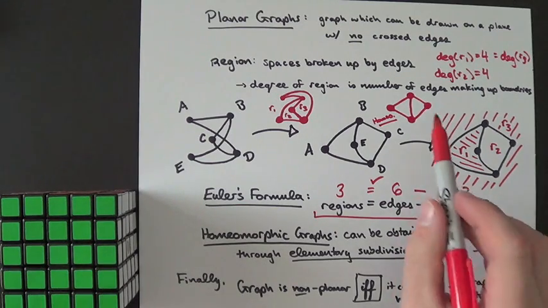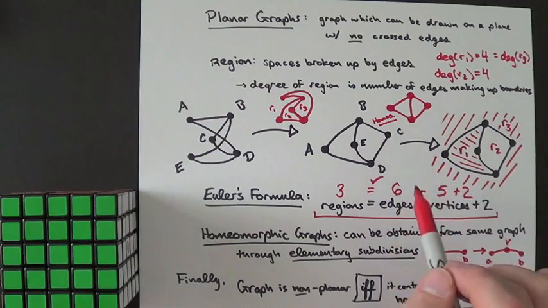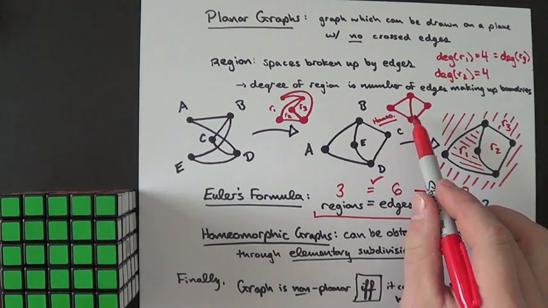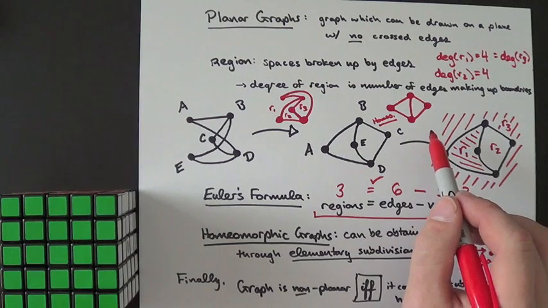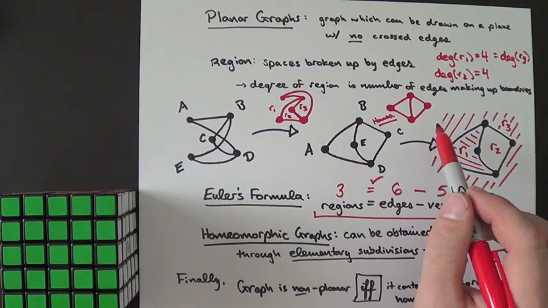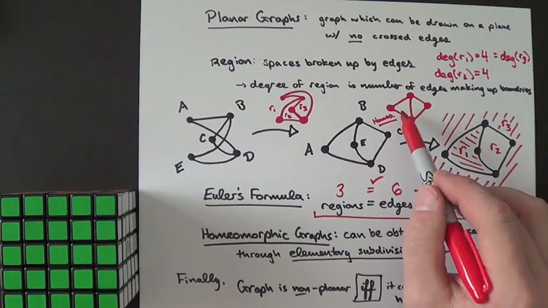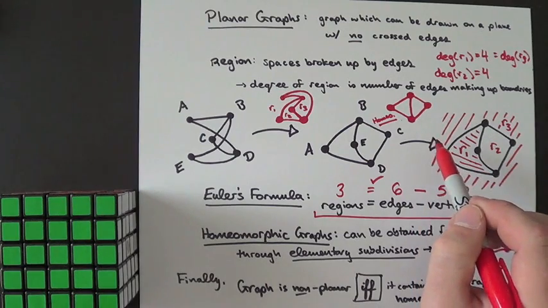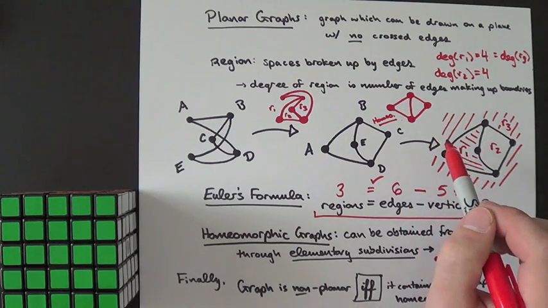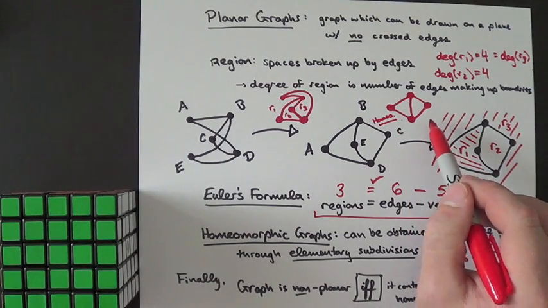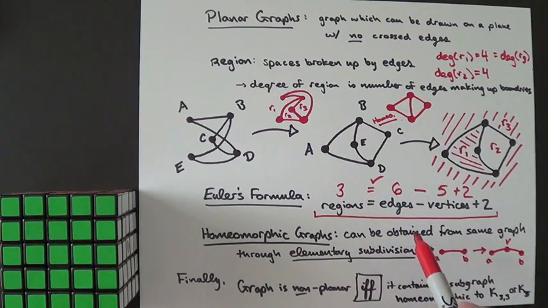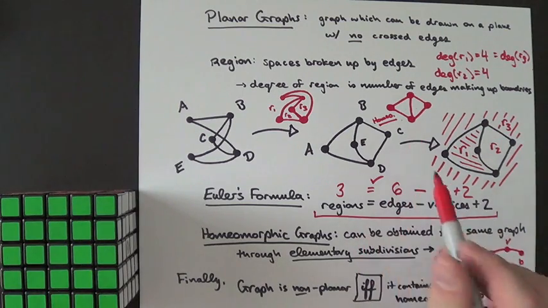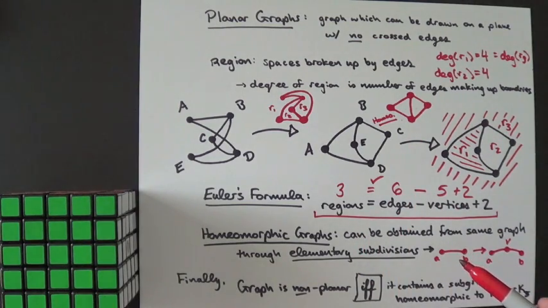Okay. And here, note as well that there's three regions for this graph: 1, 2, 3. And if we subtract the number of vertices from the number of edges, we have 1, 2, 3, 4, 5 edges and 1, 2, 3, 4 vertices. 5 minus 4 is 1, plus 2 gives us still the 3 regions involved. So Euler's formula still holds through that elementary subdivision.